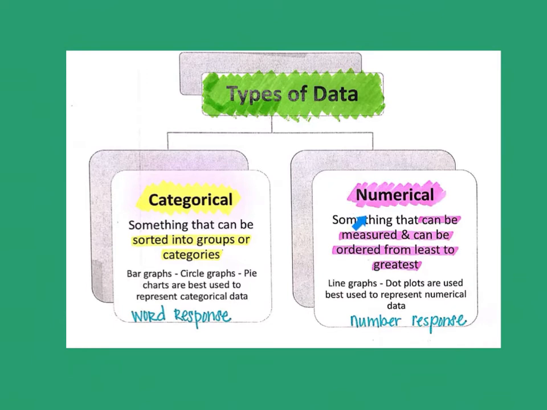Then on the opposite side, we have numerical data, and this type of information is something you can measure. It's also something that you could put in order from least to greatest, or your answer would be a number response. And the best type of graphs to display this type of information is a line graph or a dot plot. Works best when representing numerical information.